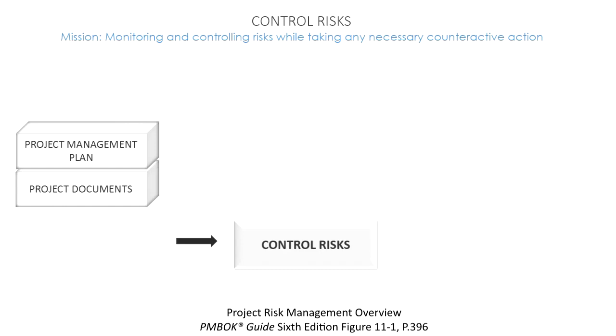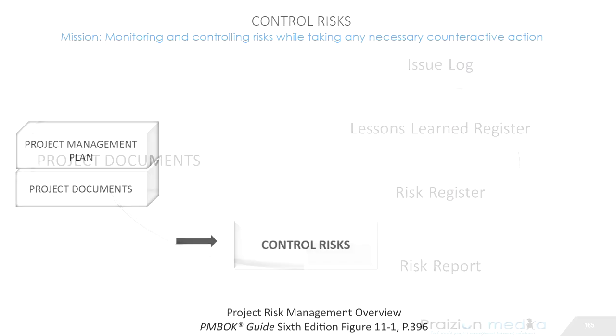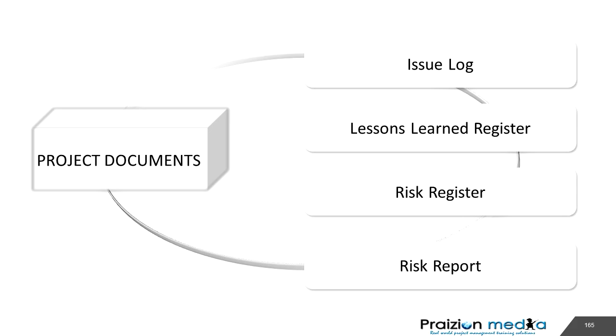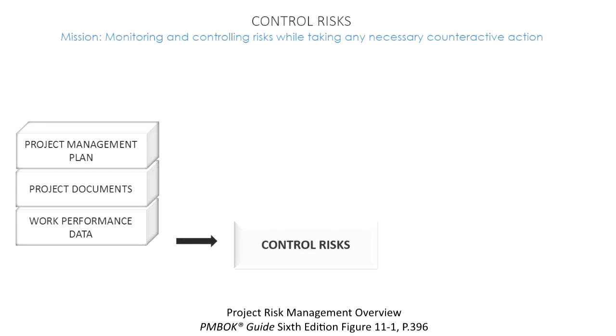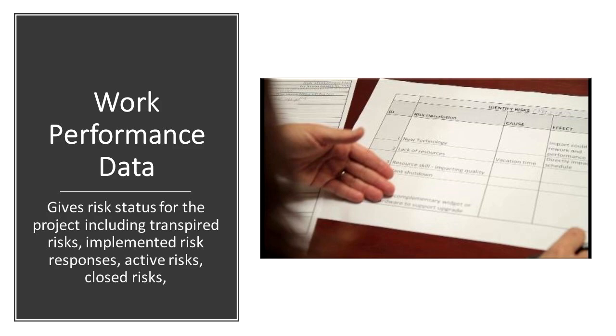The processes and procedures that are documented therein should be followed. Our next input is project documents. You need your risk register first and foremost as you look at these project documents. The next input is one of our regular ones in the monitoring and controlling process group, and it's called work performance data. Examples of work performance data in the risk domain are things such as the project status on risk responses that have been implemented, risks that have occurred, risks that are active, and those that have been closed out.